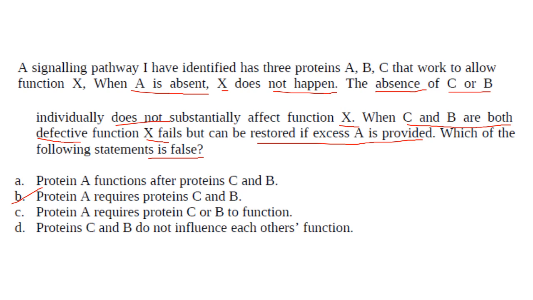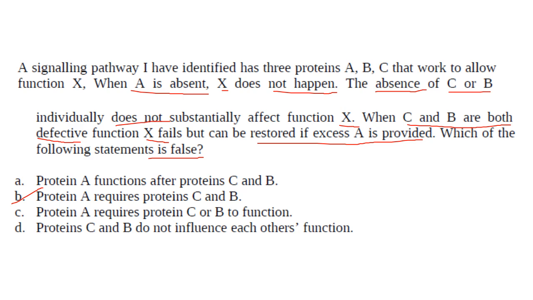When C and B are both defective, function X fails but can be restored if excess A is provided. If both C and B are defective, then A will not happen, so function X will fail. Now if you provide A from outside to this particular pathway, then function X will happen.